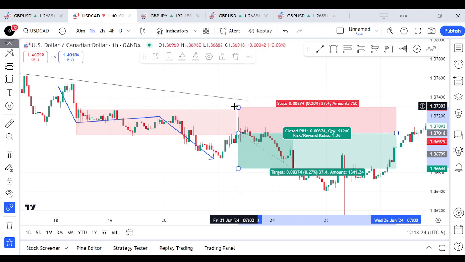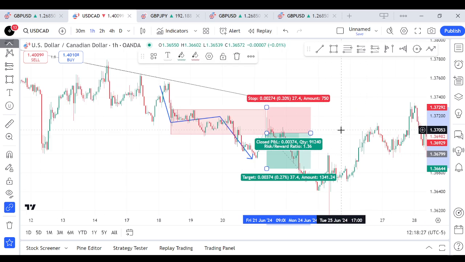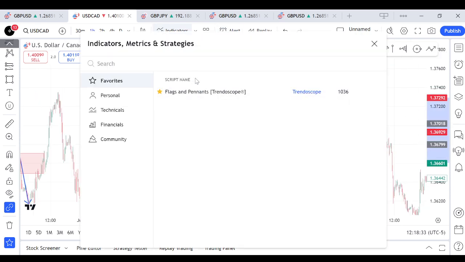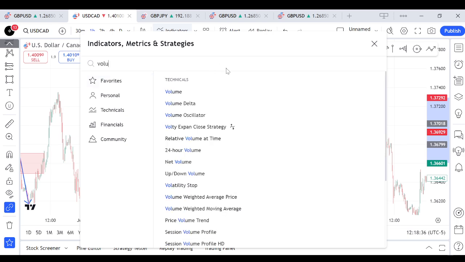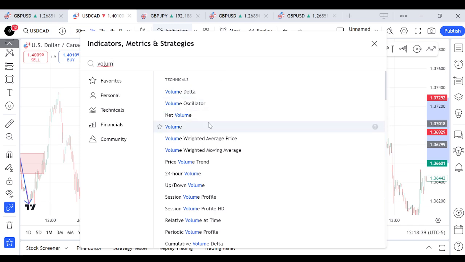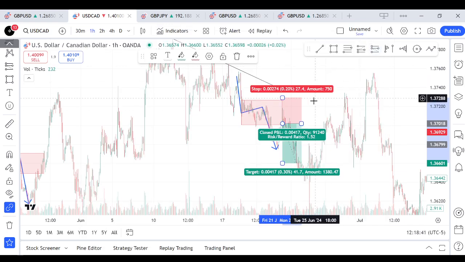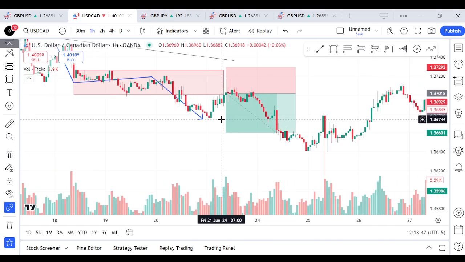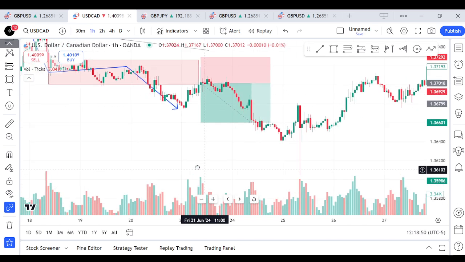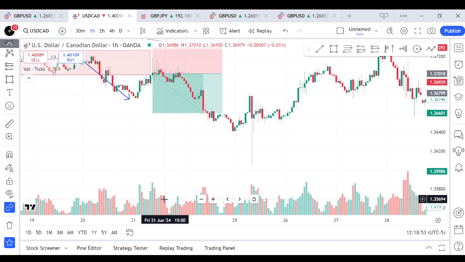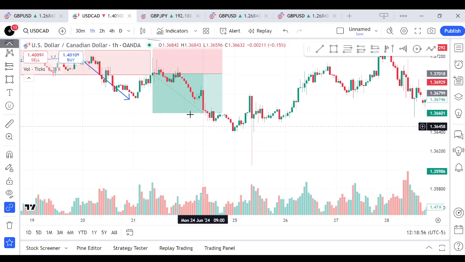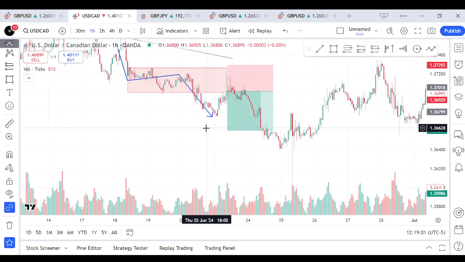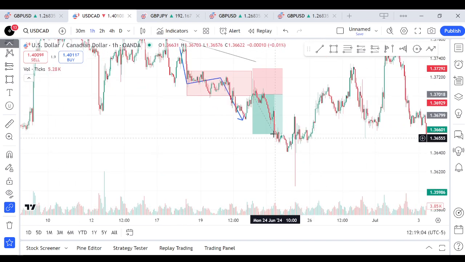And if you need more confirmations, you could put your volume to confirm these trades. So let me just quickly add the volume. So this is our volume, and you can see that at our entry here, the increase, the max selling volume right there, showing us that yes, we should be looking to push the trade to the downside, showing us that institutional traders are still in this move and are interested in pushing the price to the downside.